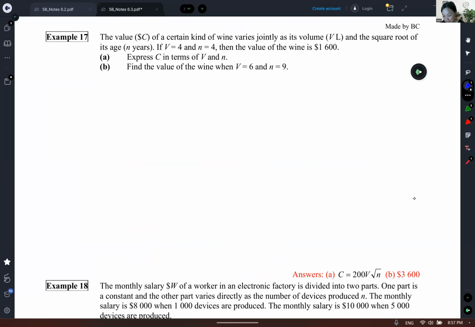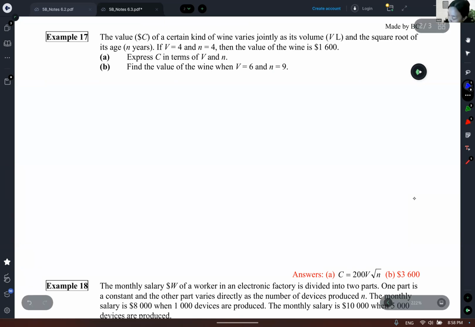17. I think we're facing a joint variation, I hope. Yes, joint variation. The value C dollars of a certain kind of wine varies jointly as the volume V and the square root of the age N. I don't think this is reality, but anyway, that is the assumption. If V equals 4, N equals 4, then the value of wine is $1,600.